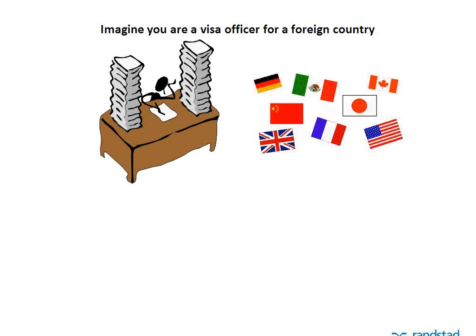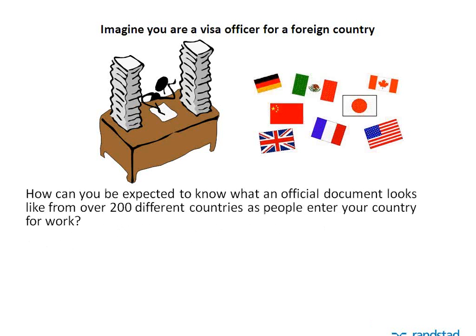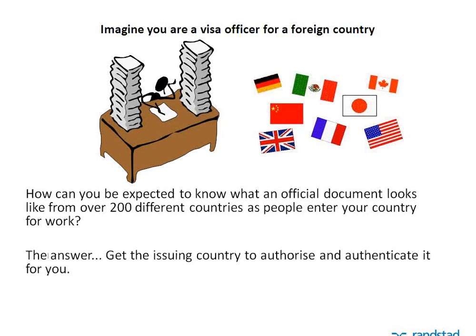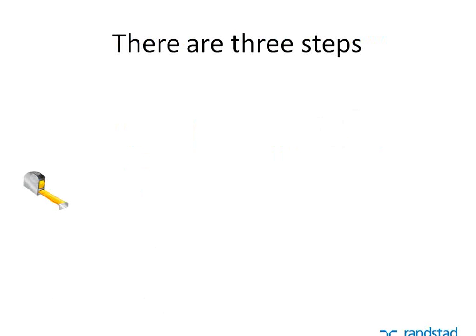Oftentimes people ask, why do we need to do this? And I tell them to imagine that you're a visa officer in a foreign country. How can you be expected to understand what an official document looks like for over 200 different countries and many hundreds of different documents that you might need to know? It's pretty much impossible. So the answer is to get the issuing country to authorize it and authenticate it for you. And this is what attestation does.